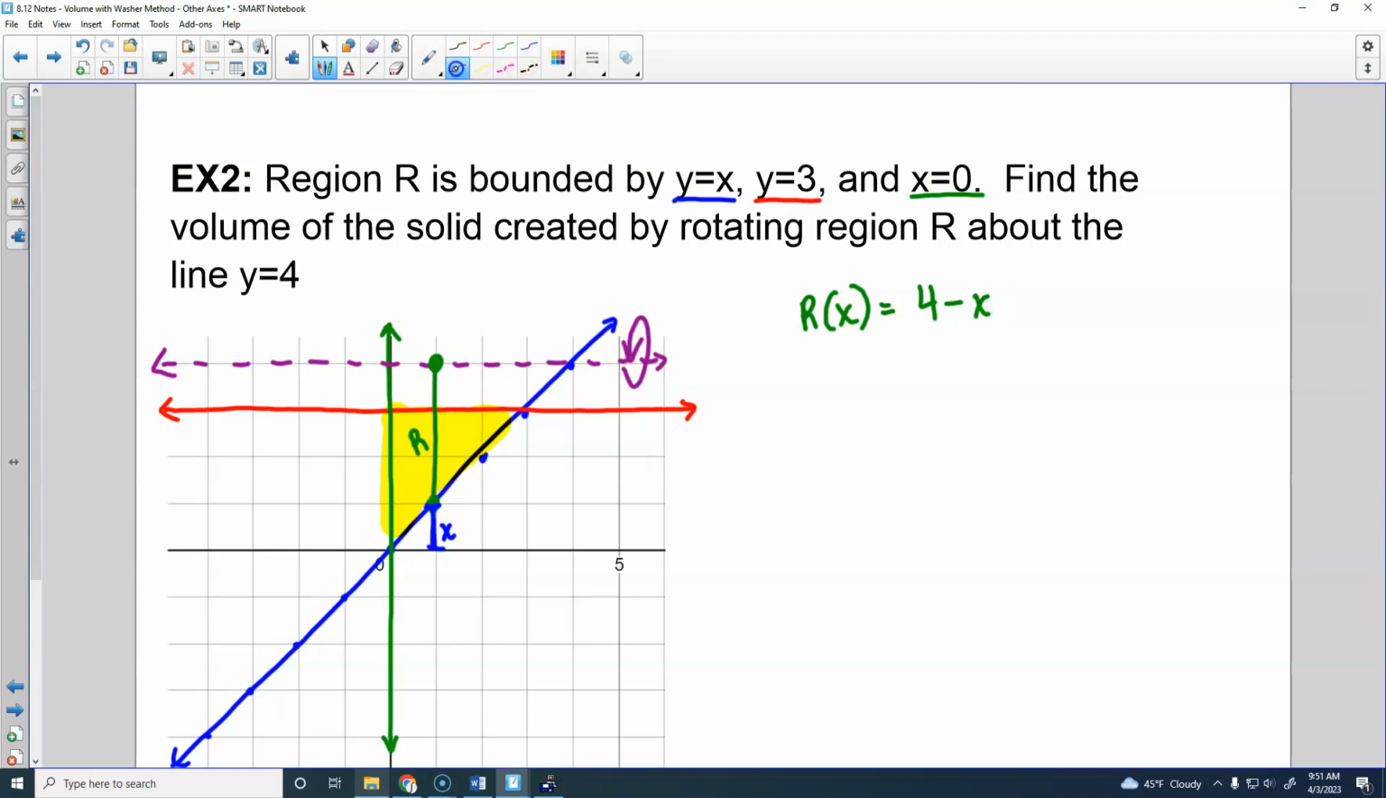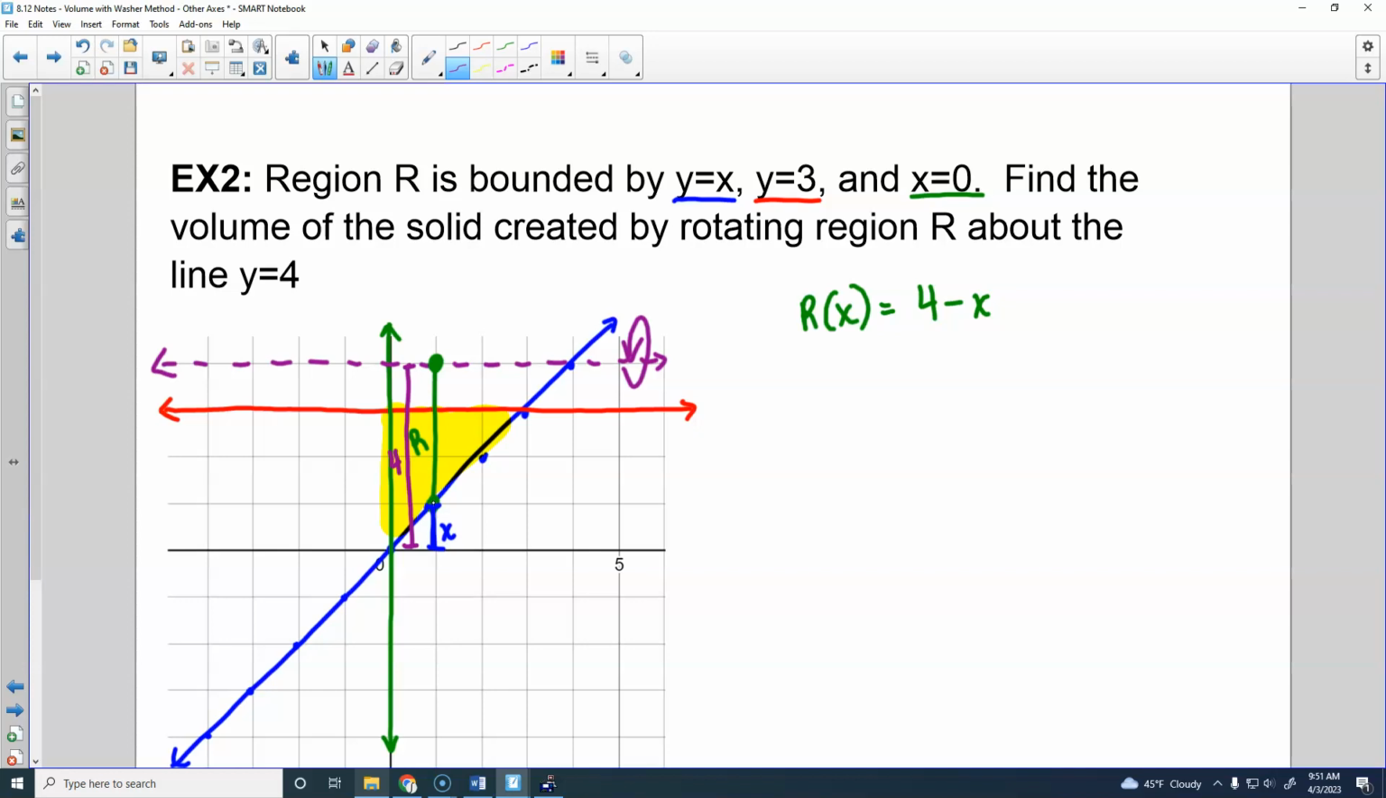So if you're thinking about it, the length right here is always 4 all the way across. The blue line, what's below it, is x. So it's going to be 4 minus x is going to give us that capital R. Does that make sense? You can think about just top minus bottom of whatever that line is. Okay, that's your capital R of x.